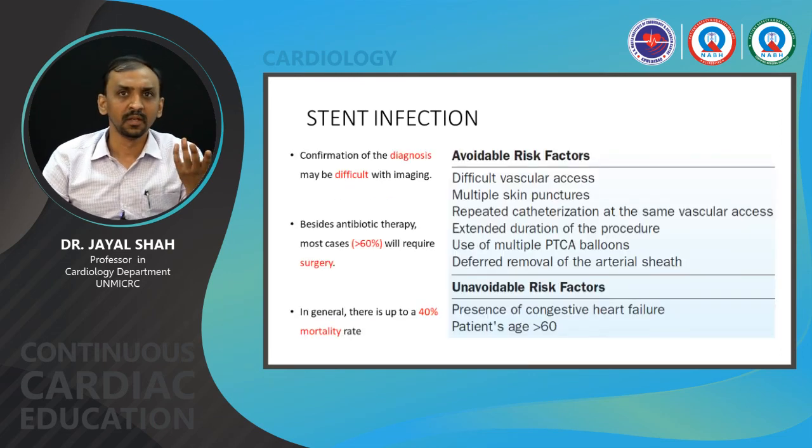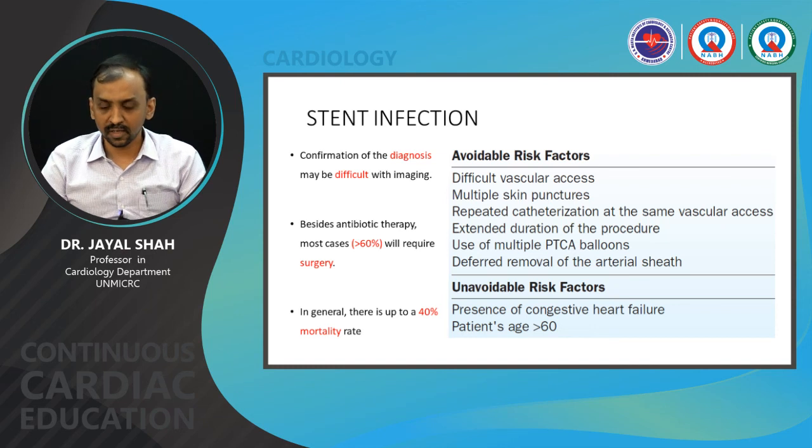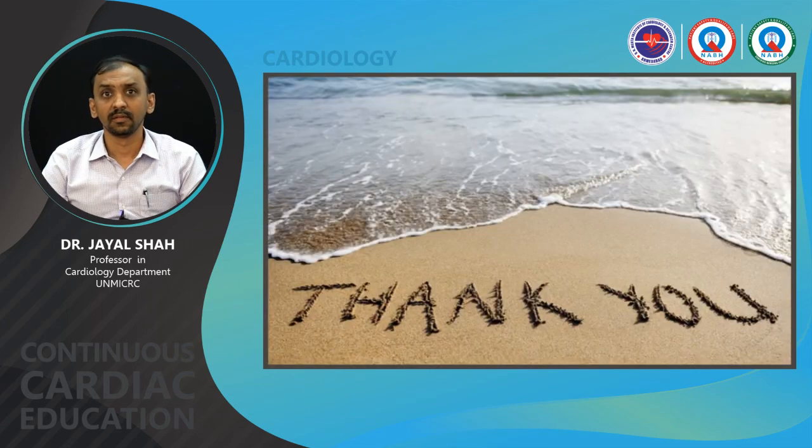So which are the avoidable and unavoidable risk factors? Chiefly among them are difficult vascular access or multiple skin punctures, repeated catheterization or extended duration of the procedure, use of multiple PTCA balloons, and deferred removal of the arterial sheath. Unavoidable risk factors are the presence of congestive heart failure and elderly patients. Confirmation of the diagnosis may be difficult with imaging, and besides antibiotic therapy, most cases will require surgery.